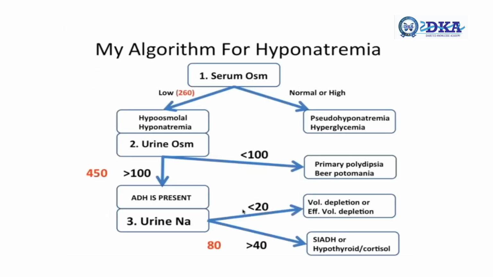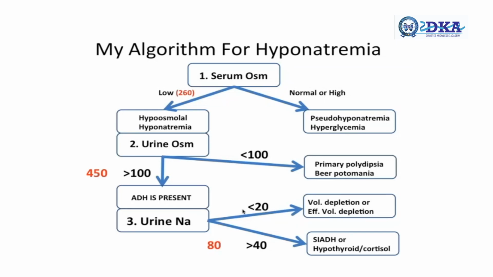So I will share a small algorithm. This is the algorithm which I use. There are several algorithms available for managing hyponatremia, but this is a simple algorithm that I use in practice. All you have to do is first check the serum osmolality, and if the serum osmolality is low, you call it hypoosmolar hyponatremia. If the serum osmolality is normal or elevated, you call it pseudohyponatremia or hyperglycemia, where you have translocational hyponatremia.